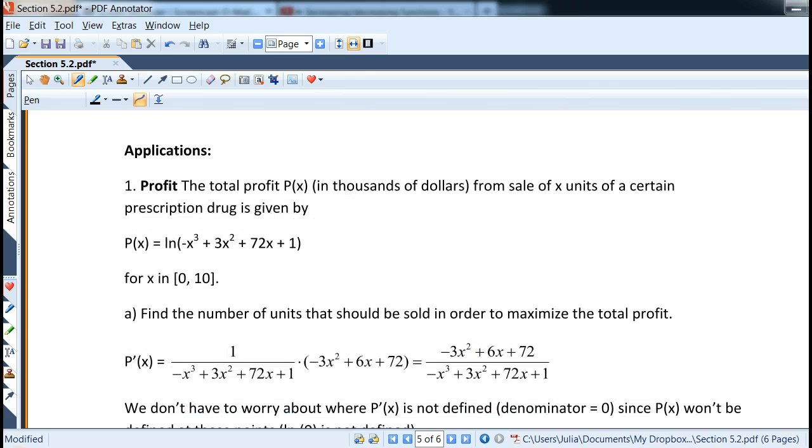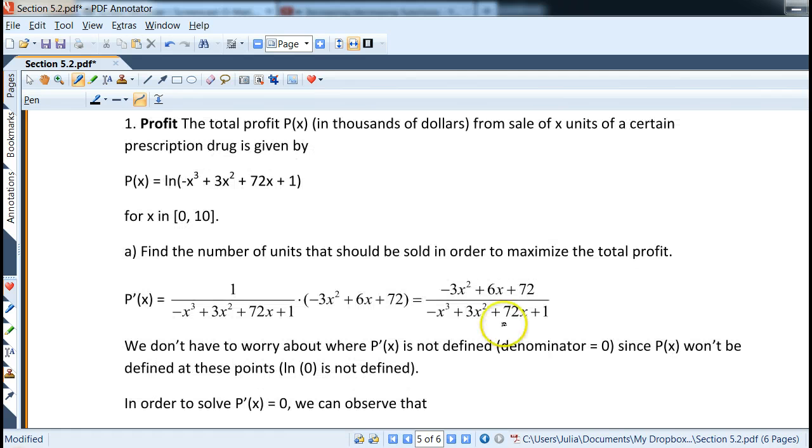How do we find the derivative? Well, remember, it's 1 over that whole cubic expression times the derivative of that. So that's negative 3x squared plus 6x plus 72. If you remember the shortcut, the derivative goes on the top, the original function on the bottom. Okay. That denominator worries me a little bit. It probably can be 0, but since the original function is not defined at 0, we don't have to worry about it. It's not going to be a critical number.